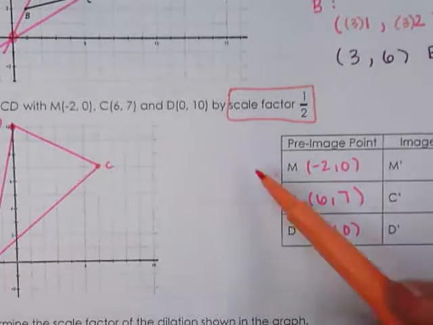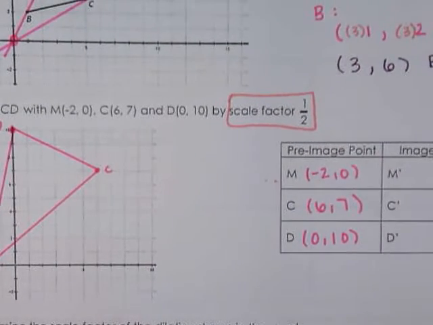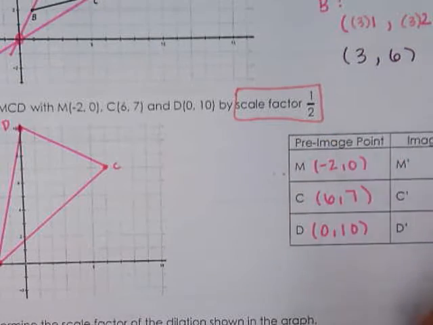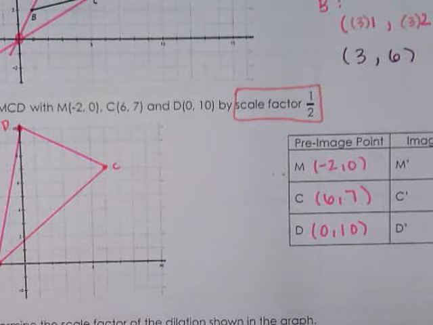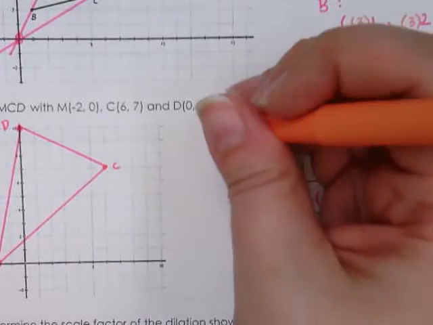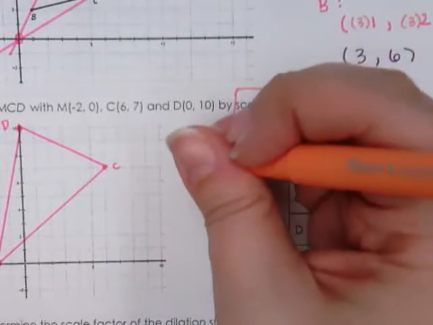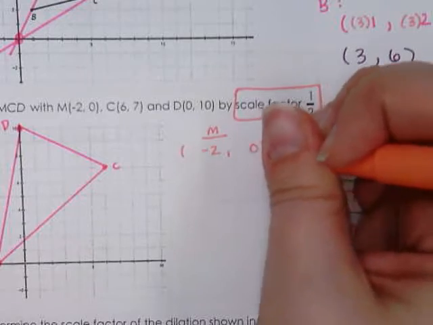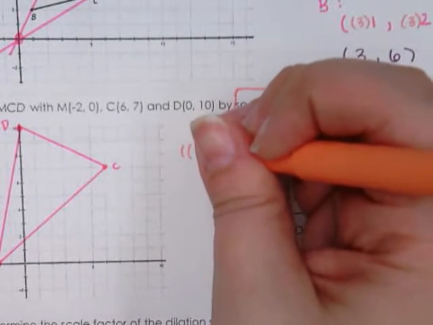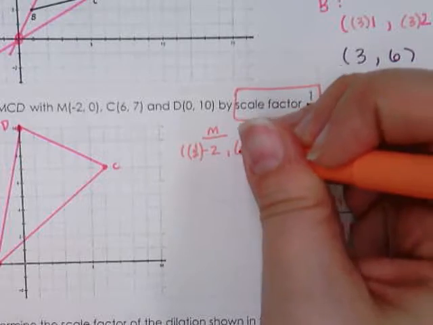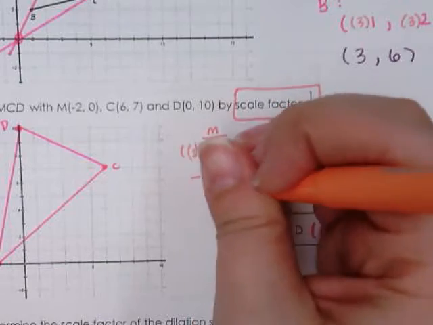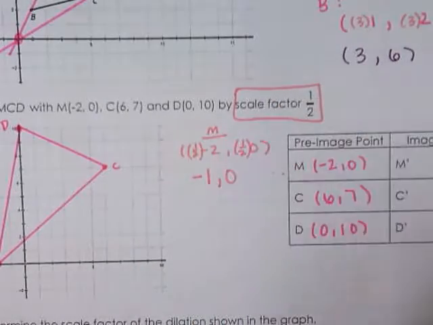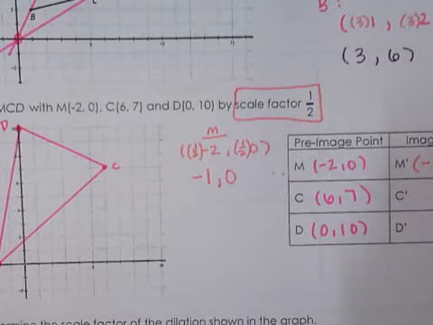So, how much is it going to get smaller by? It's going to shrink by 1/2. Now, we can still use the same rule that we did before, where we just take the ordered pair and multiply it by our scale factor, since our center of dilation is at the origin. So I'm going to start with the M, which we have (-2, 0), and I'm going to multiply by the scale factor of 1/2. Now, 1/2 times -2 is -1, and 1/2 times 0 is 0. So M prime is at (-1, 0).